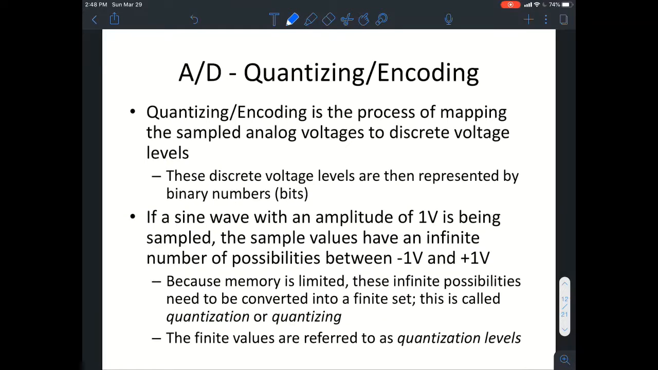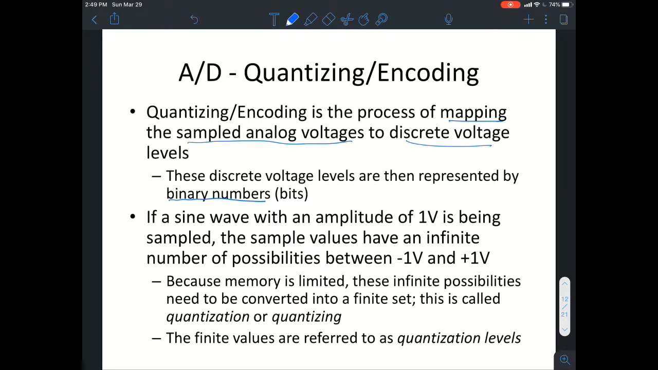All right, so now that we've been able to figure out how we're going to get the samples of our data, what we're going to do is start working on what's called quantizing and encoding. This is the process of mapping our sample voltages to discrete voltage levels. So when we do this, we're looking at discrete voltage levels represented by binary numbers. And we've worked with binary a lot thus far in the course.